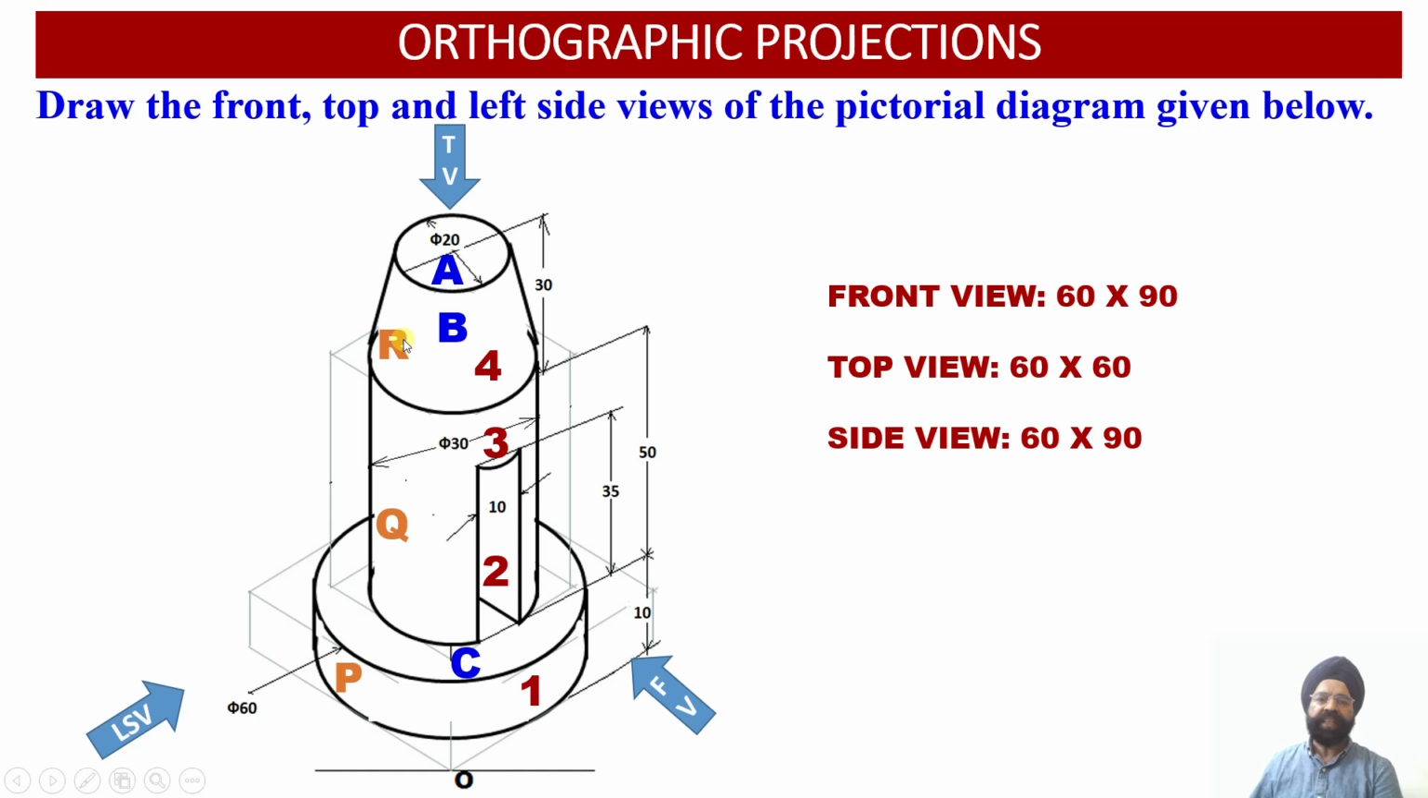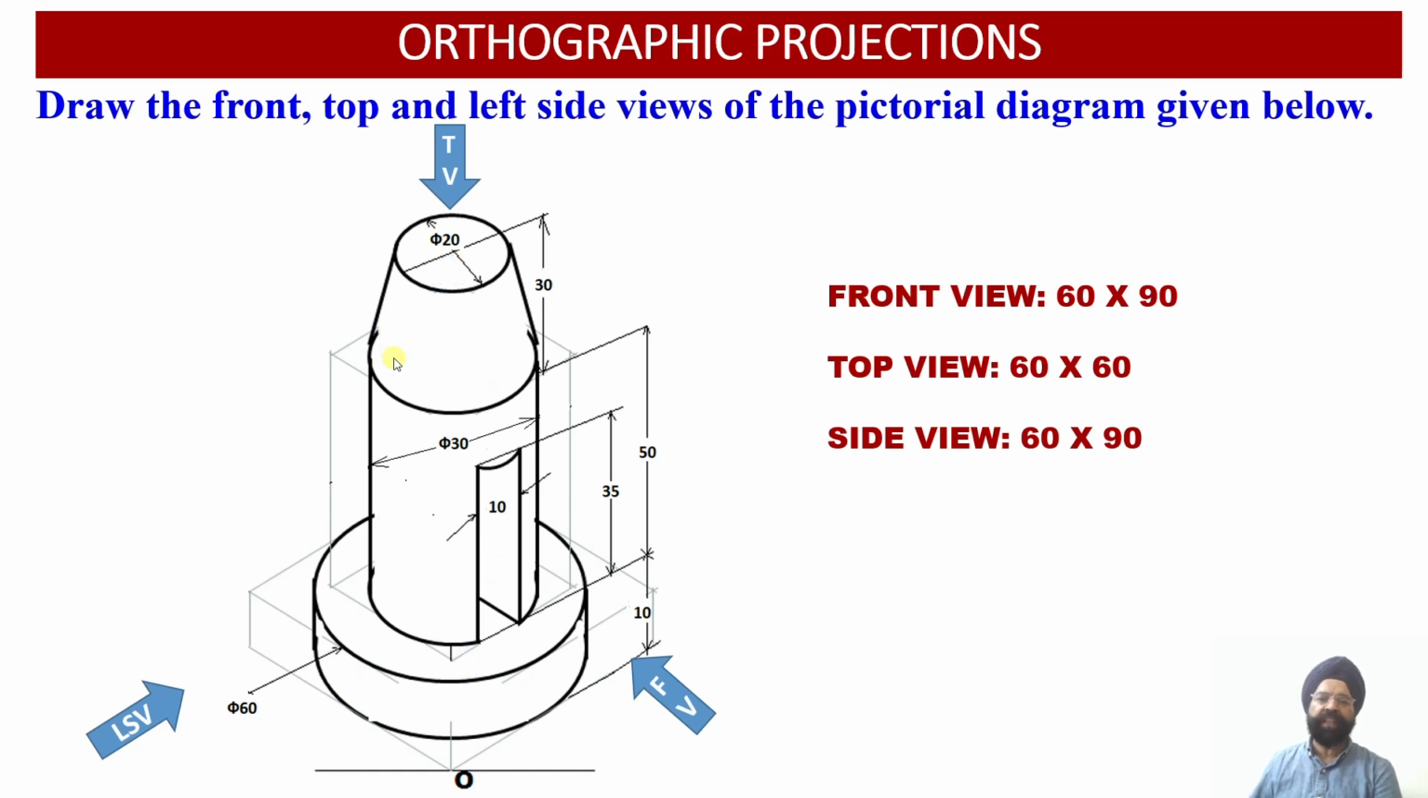And similarly, since you have surface R, which is not only circular but also inclined, it will be appearing as a trapezoid in the profile plane. So this surface projection, that is surface R, will be projected as apparent shape onto the profile plane.